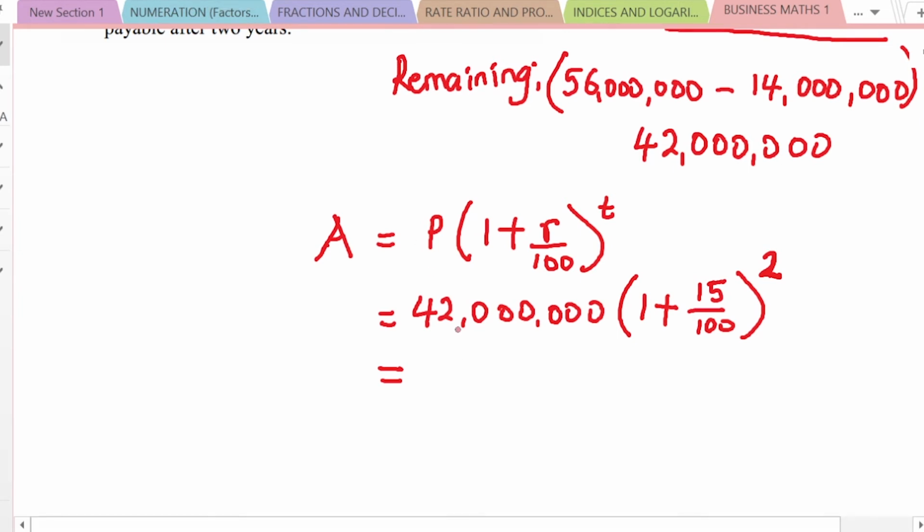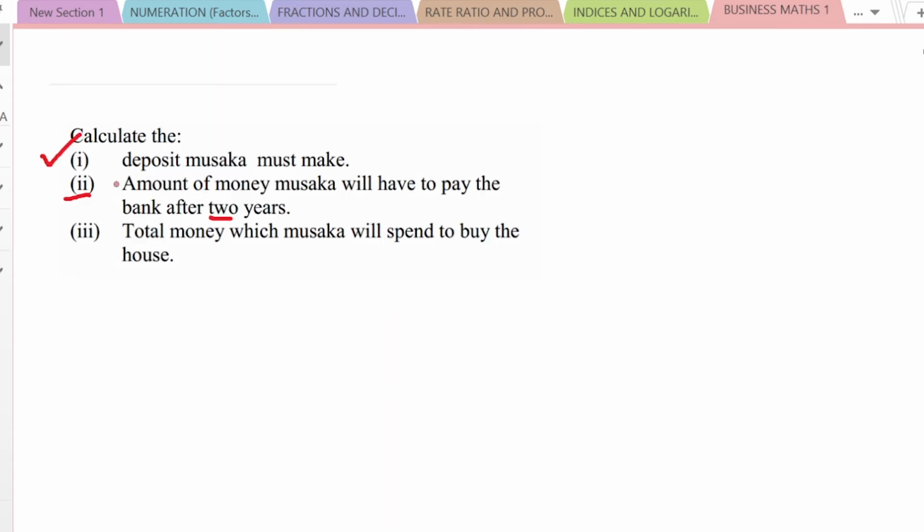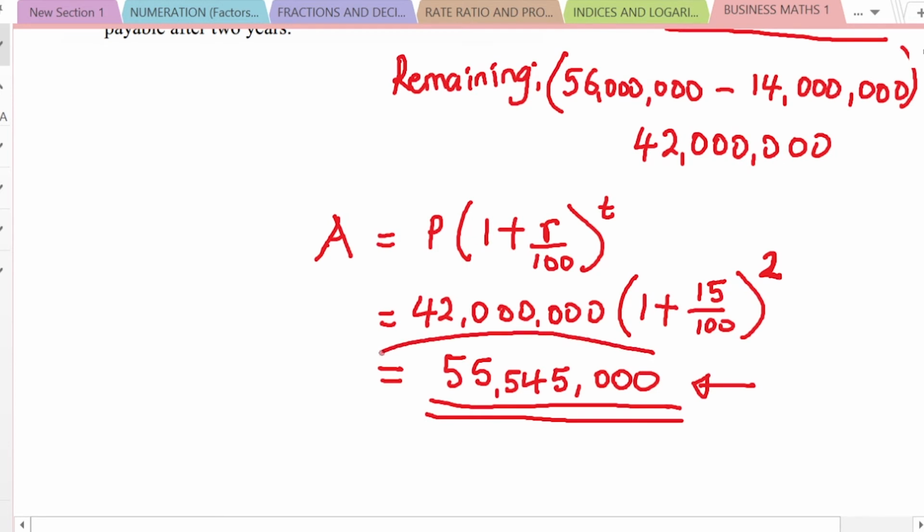So that's going to become 42 million, and we shall end up with 55,545,000. This is how much he will pay back to the bank. In other words, we have answered this question. The amount of money Mosaka will have to pay the bank after 2 years is 55,545,000. That is how much he pays back to the bank.